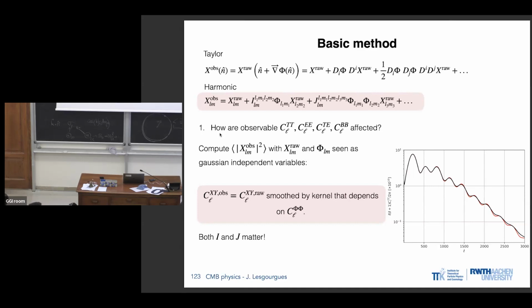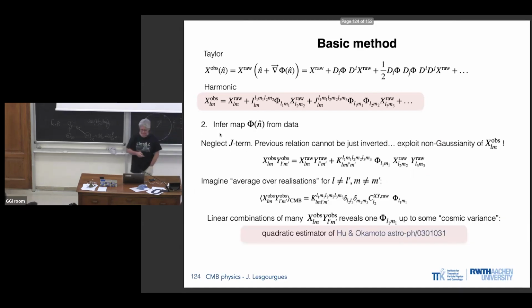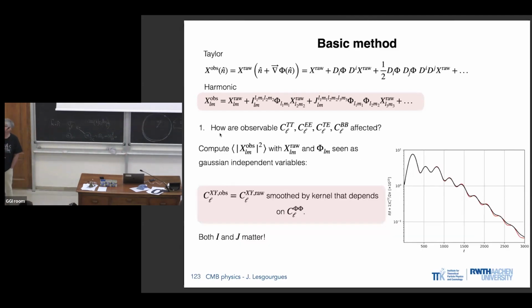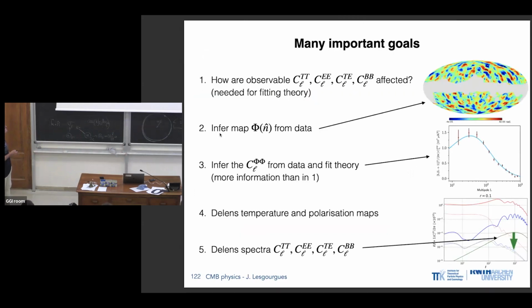Okay, I'm not sure I have time for the last point. The last slide was going to explain the quadratic estimator, but I think we are running out of time, so this could be a question. Otherwise, I will stop here. I will flash again this slide showing all what you can do with CMB lensing, and I will take your questions.